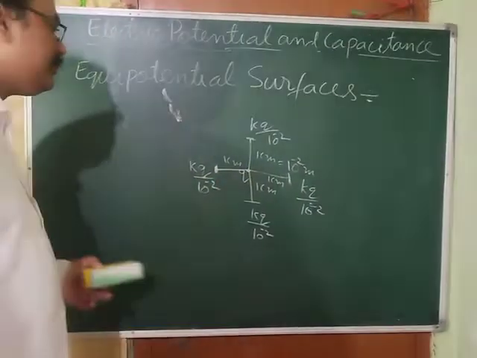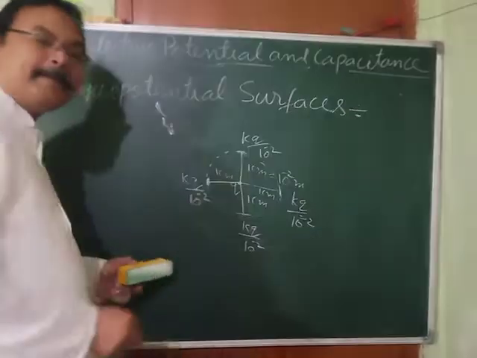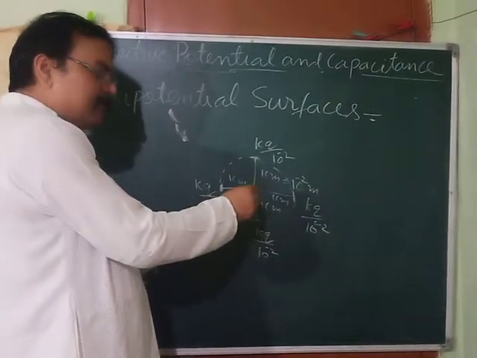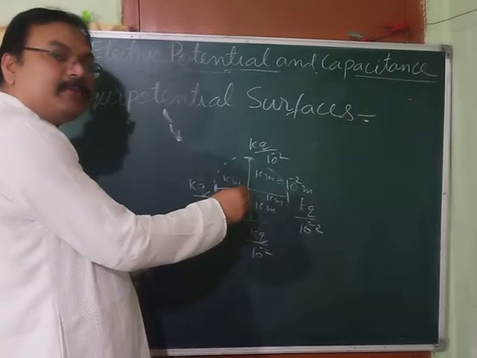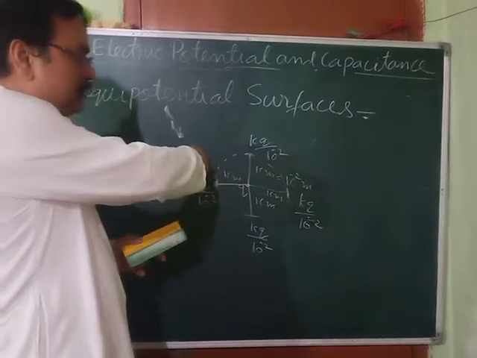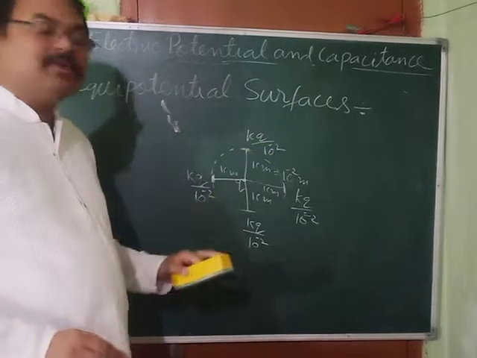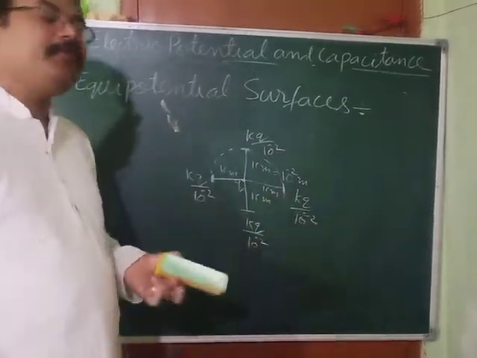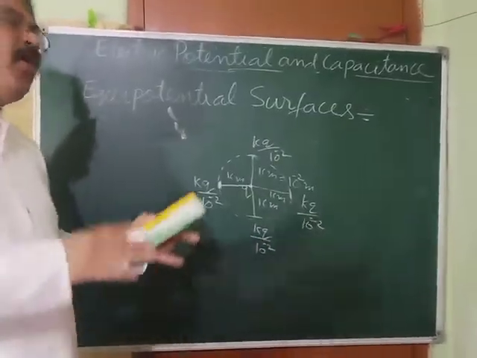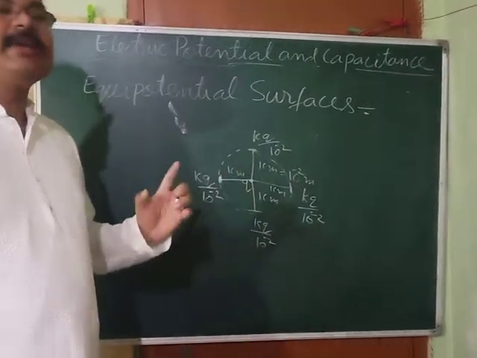The potential is the same. Now if you join all these points, what will you get? You will get a circle. At the same time, at 1 centimeter distance outside, what will be the potential? Again kq by 10 to the power minus 2. Inside as well, at a distance of 1 centimeter, the potential is again kq by 10 to the power minus 2. So if you join all the points, you will get a sphere, or I should say specifically a spherical shell. And on that spherical shell, the potential is this much only everywhere. So that is called an equipotential surface.